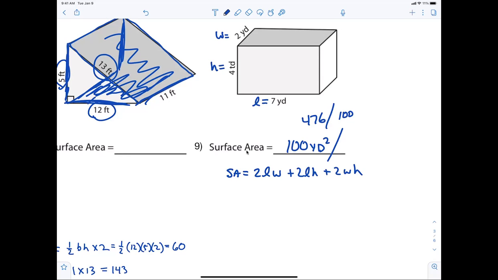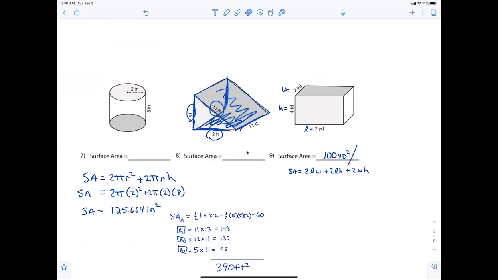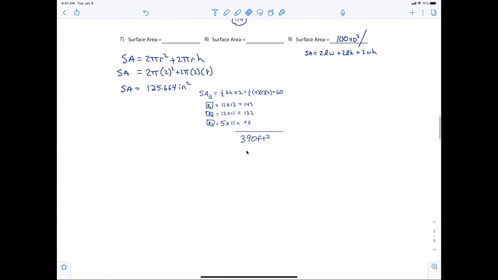All right. So we're back to 100. Is everybody agreeing it's 100? Hopefully you're agreeing this is really kind of easy, especially with the formulas.